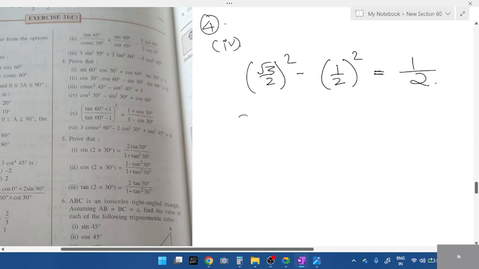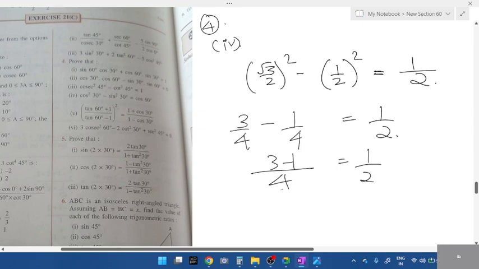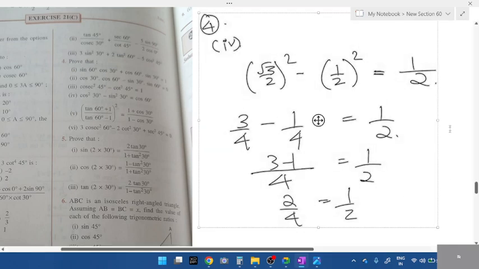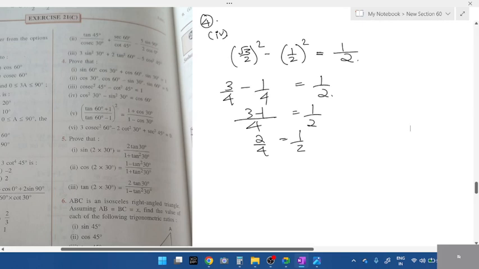See, left hand side, when you open the bracket you get 3 by 4 minus 1 by 4. Right hand side 1 by 2. Next, when you take LCM you get 4, 3 minus 1. 3 minus 1 is 2 by 4, which is equal to 1 by 2. If you reduce it, are we getting 1 by 2 and 1 by 2 on both the sides? This is how we solve. So if you reduce this, you'll get 1 by 2, students. Make a note.